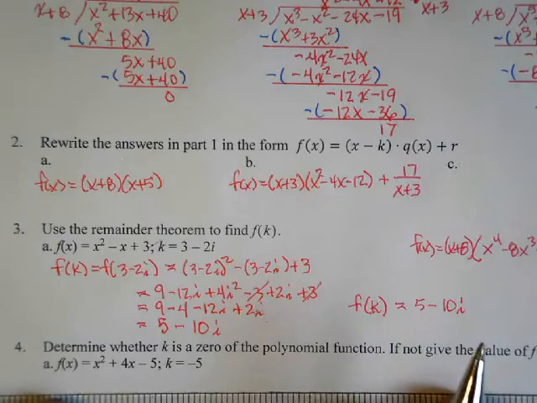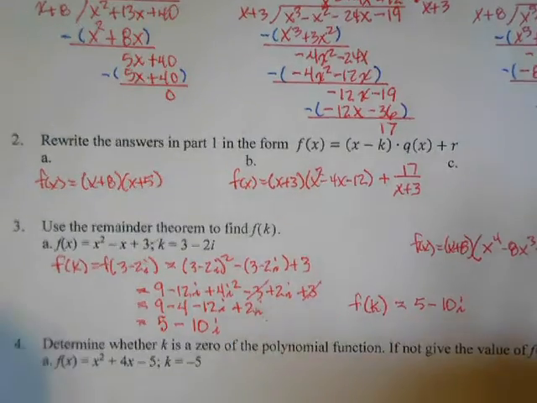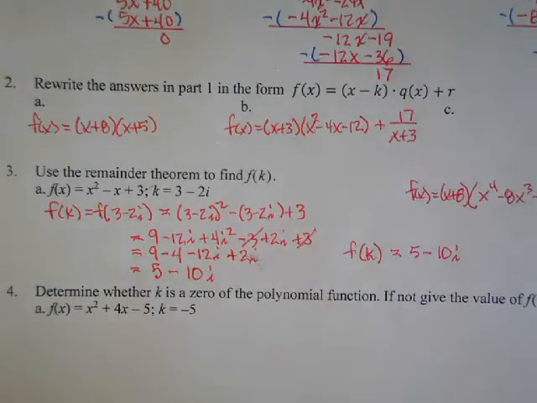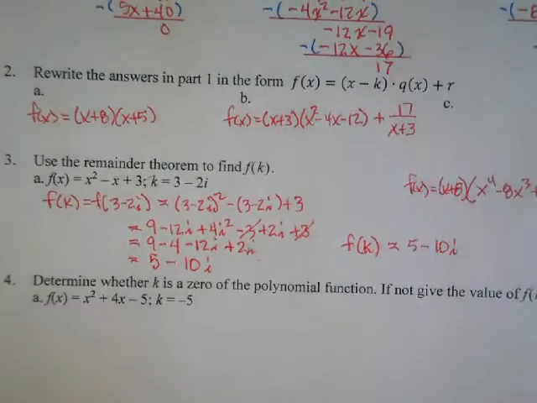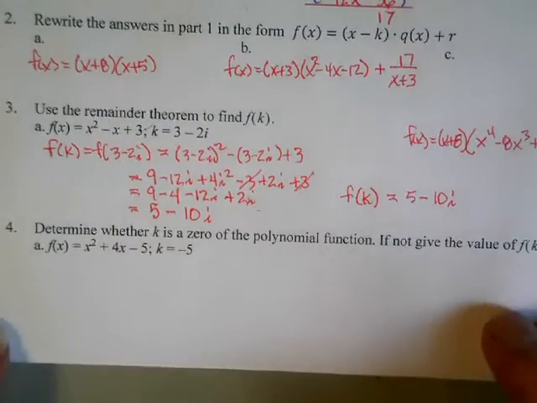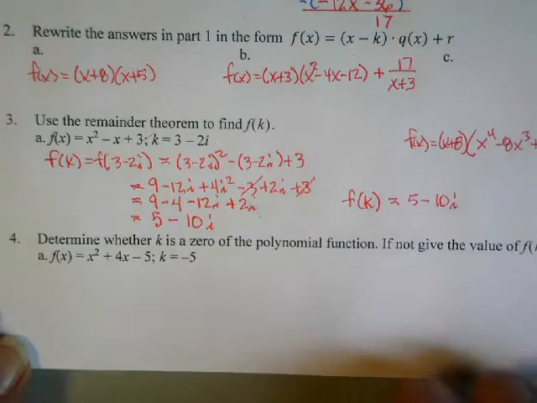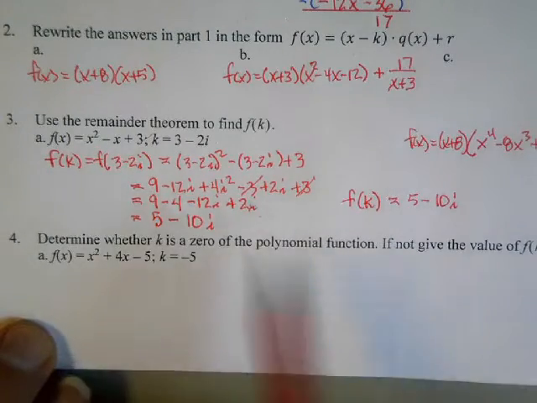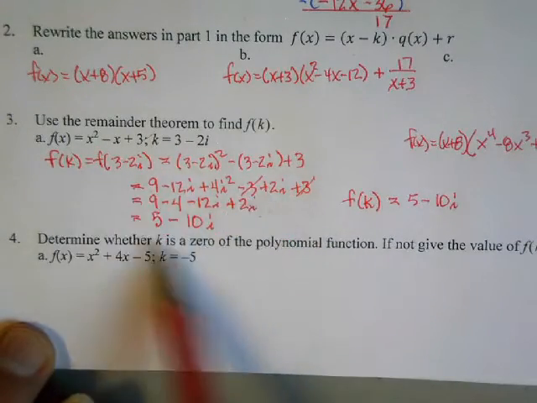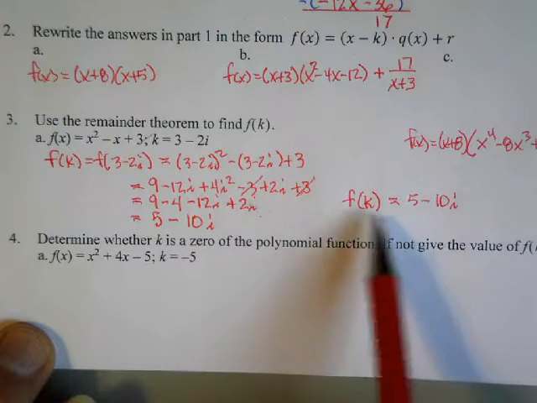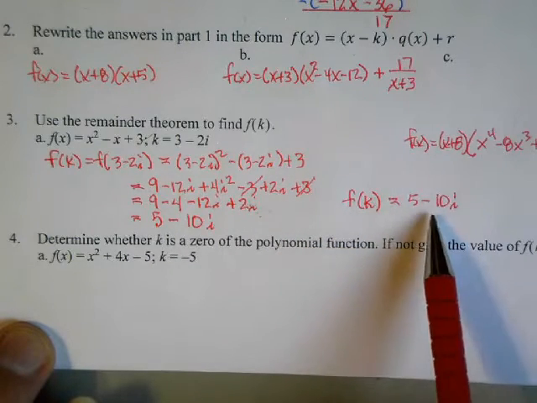For this last one, we want to determine whether k is a 0 of the polynomial function. If not, find the value of f of k. And again, I'm going to pretty much do just what I did here. And when I plug it in, if it ends up simplifying to 0, then it was a 0. If it doesn't, then there was a remainder.